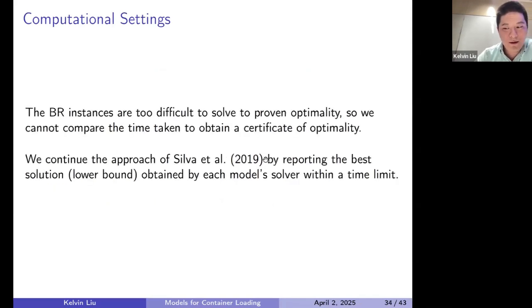All right. I'll just mention before we move on that the BI instances are very difficult. In fact, they are too difficult to solve to proven optimality. It's not realistic to expect that we can obtain a certificate of optimality within a reasonable time frame. So instead of doing that, we will follow the approach used in the computational study and just report the best solution obtained by each model solver within a given time limit, which was 3600 seconds. So this is actually essentially the lower bound of the model.